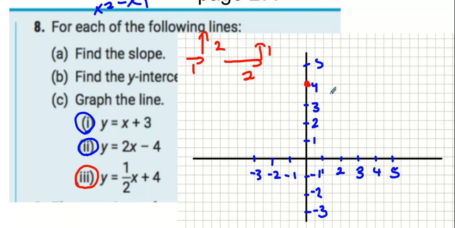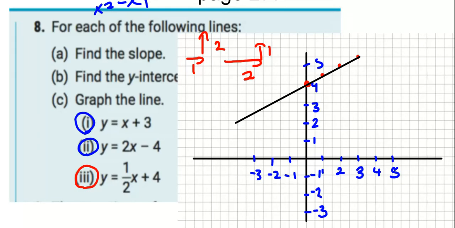Yeah, so do 2 across 1 up, 2 across 1 up, 2 across 1 up, and then all of a sudden, there's your line, isn't it? Everybody cool with that? That's how you graph that type of line. This will be posted up on Google Classroom, so when you're doing question 8 over the weekend, you'll have a clear example of how to do it, so you won't forget. Is that all right? Happy days.